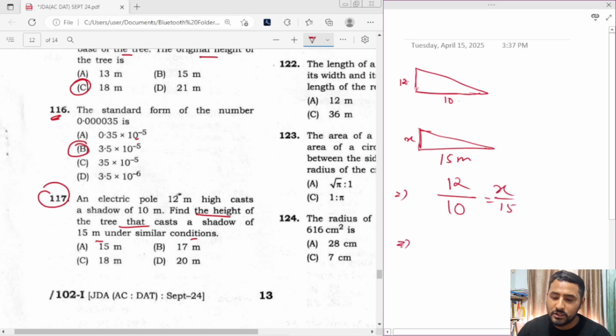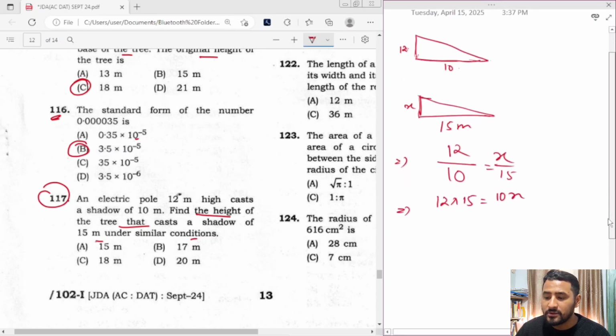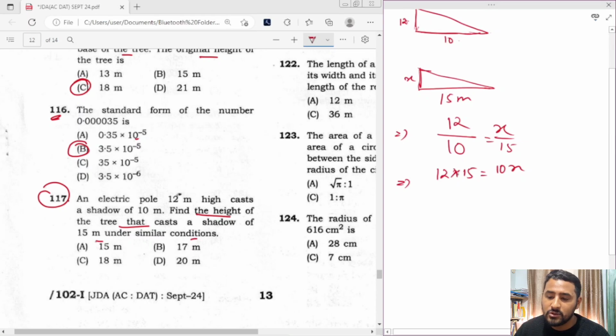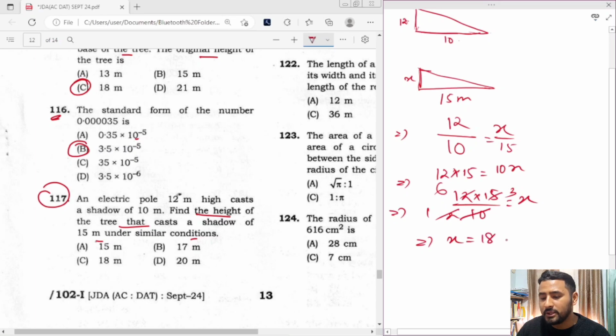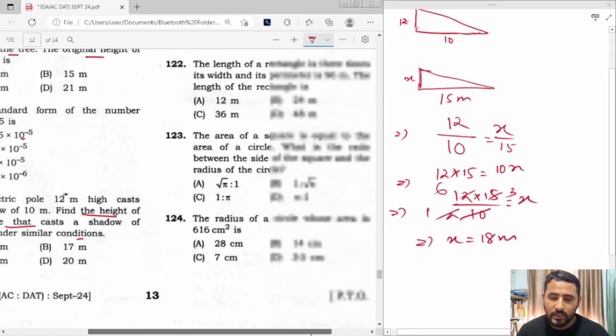Now start with the cancellation or multiplication to get the answer. You get 12 into 15 equal to 10x. I'm just doing it directly, okay? So we'll get 12 into 15 by 10 equal to x. Cancel this one: 5 2 5, 3 2 1 2 6. 6 into 3 will be how much? x will be equal to 18 meter. So the answer will be option C for 117. Let's go to 118.